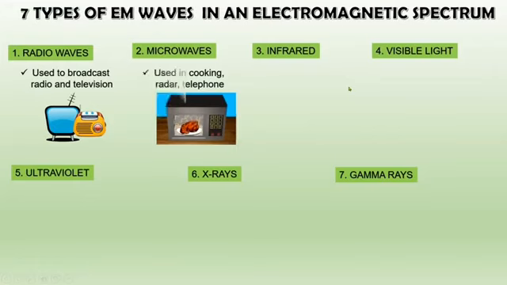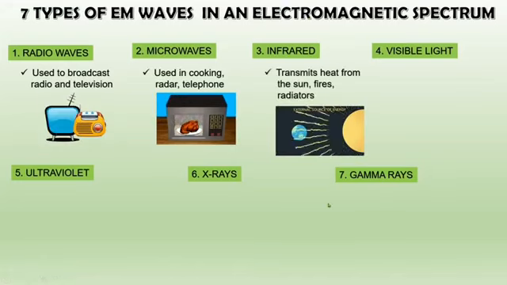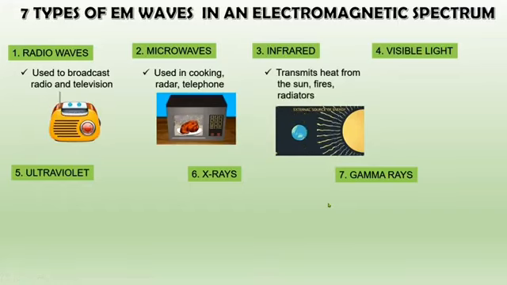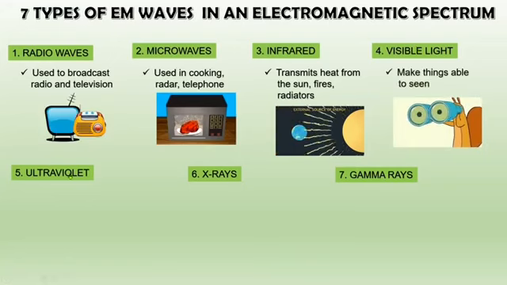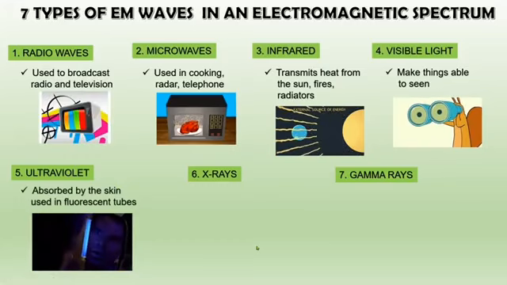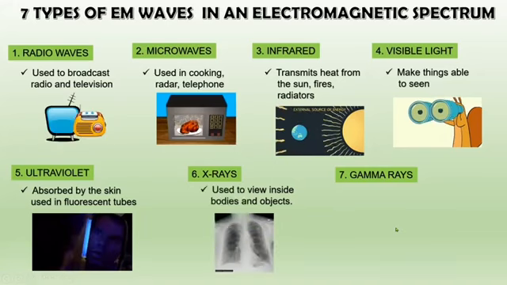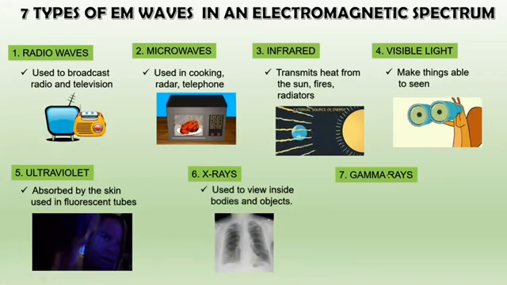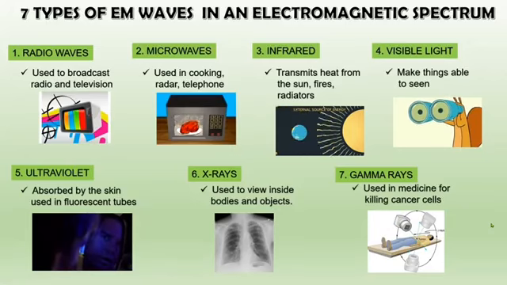Microwaves are used in cooking, radar, and telephone. Infrared transmits heat from the sun, fires, and radiators. Visible light makes things able to be seen. How about ultraviolet? Absorbed by the skin, used in fluorescent tubes. Six, X-rays, used to view inside bodies and objects. How about gamma rays? Used in medicine for killing cancer cells.